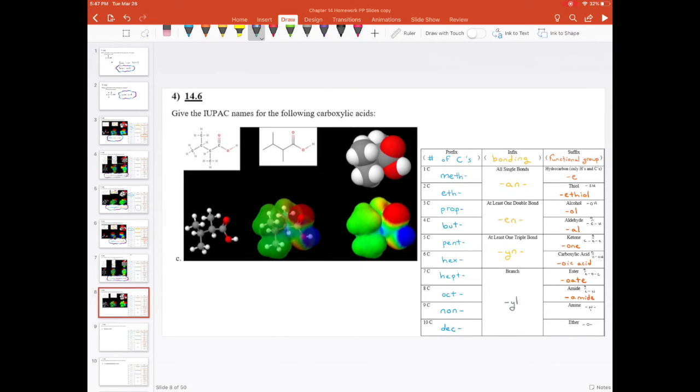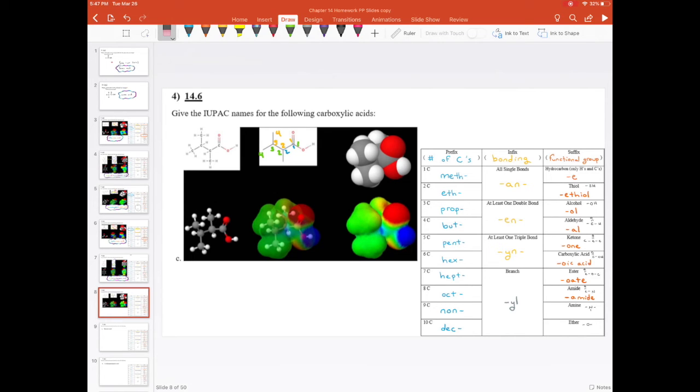All right, now this one has some branches, so first let's try to figure out the parent chain. The parent chain is the longest chain you can find without lifting up your pencil or going backwards. That includes the functional group. So here it has to include the carboxylic acid. So let's try a few. Maybe it could be 1, 2, 3. Another possibility could be 1, 2, 3, 4. Or another one could be 1, 2, 3, 4. Looks like the longest I can find, no matter how I go, is 4.